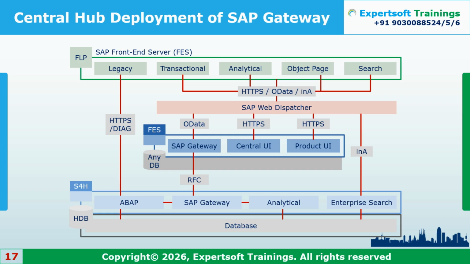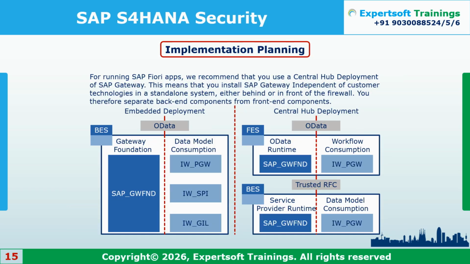So this is the central hub deployment of SAP Gateway. In the front end, any database is supported, with SAP Gateway and the SAP central UI user interface. Then this is the product UI. SAP Gateway is common for both front end system and back end system. But here we have a central user interface and the product user interface. The central user interface is commonly one software component, whose name is IWPGW, for example. IWPGW is required in the front end system.